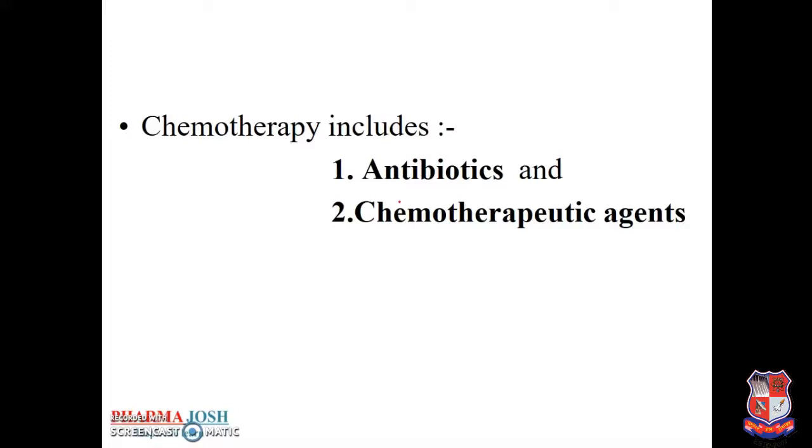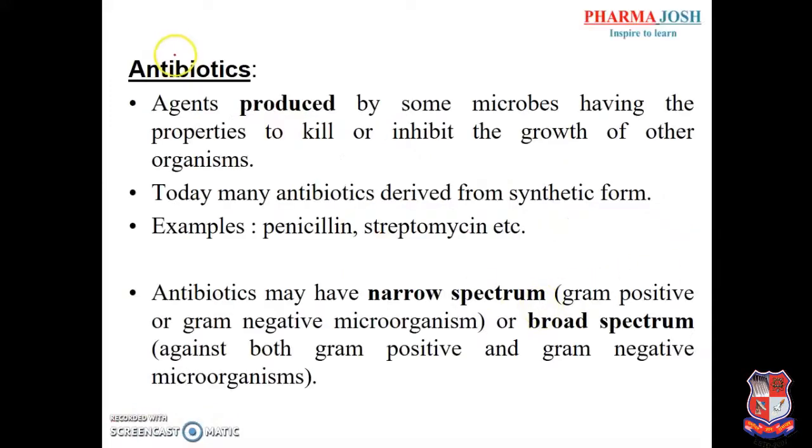This chemotherapy mainly includes two things. First one is antibiotics and second is chemotherapeutic agents. First we discuss antibiotics. An antibiotic is an agent produced by some microbes having the property to kill or inhibit the growth of organisms. Today, many antibiotics are derived from synthetic forms. Earlier, most antibiotics were derived from natural sources like bacteria, fungi, virus and protozoa. But today antibiotics are also derived from synthetic, that means chemical, forms. Some examples of antibiotics are penicillins, streptomycins and macrolides like azithromycin.